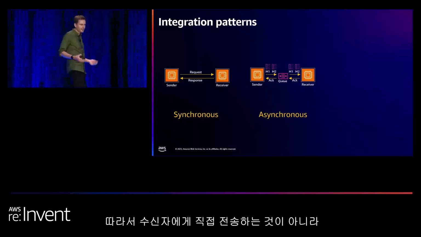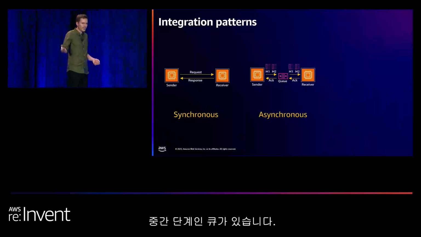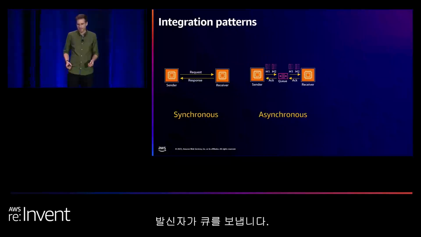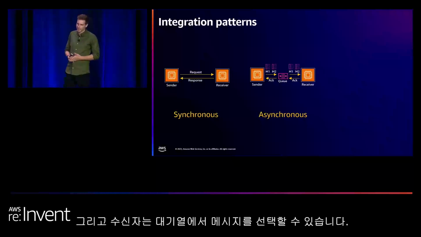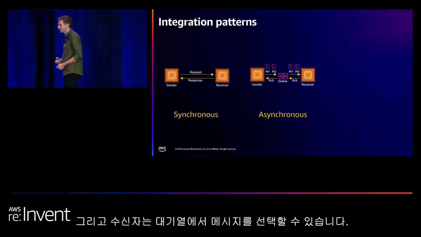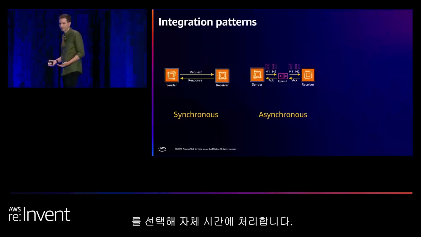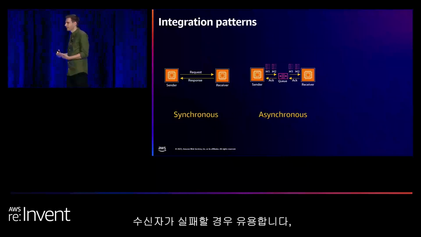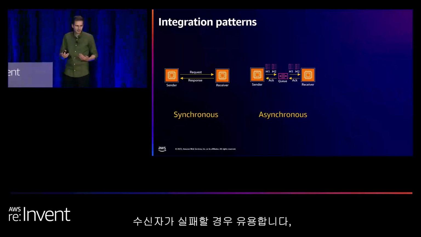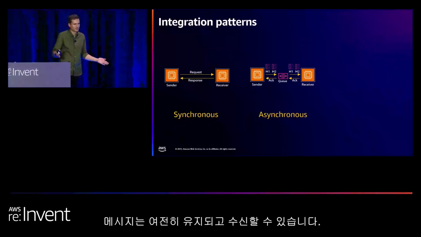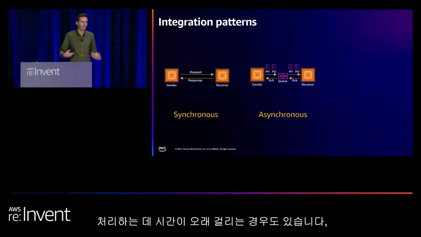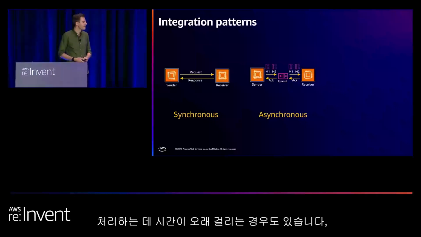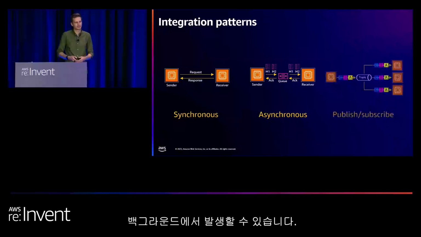So rather than sending directly to the receiver, we have this intermediate party, the queue. The sender sends to the queue, they get an instant acknowledgement back, and then the receiver can pick messages from the queue and process them in its own time. And this is great because if the receiver fails, the message is still persisted and can be picked up by another receiver. But also if the processing takes a long time to happen, it can happen in the background.